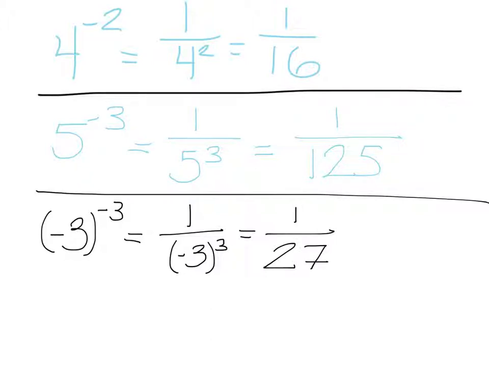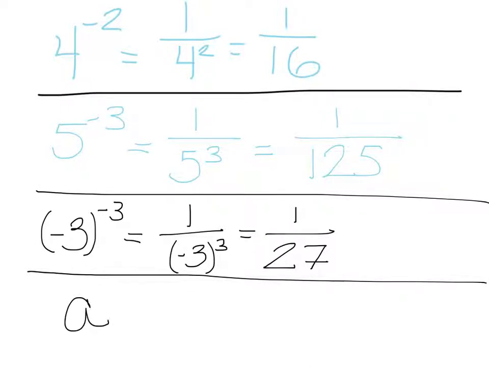So we can see that our general rule for negative exponents is just this. We take some base, and it's to the negative power, and we make it positive by doing 1 over a to the positive n. Alright?